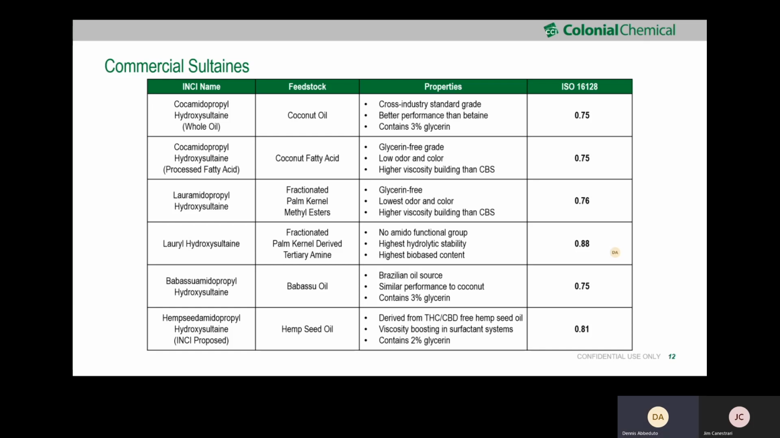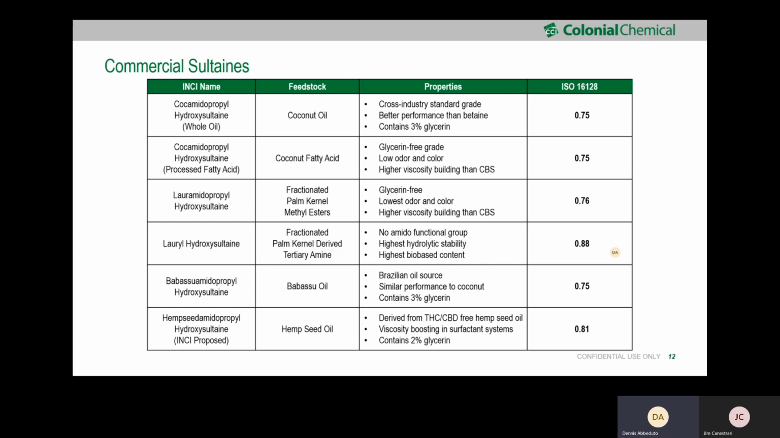Unfortunately, these sultaines from the tertiary amines, like their betaine counterparts, while they have shorter names, don't offer the same viscosity building potential as the amidopropyl types, and that's why those are preferred typically.